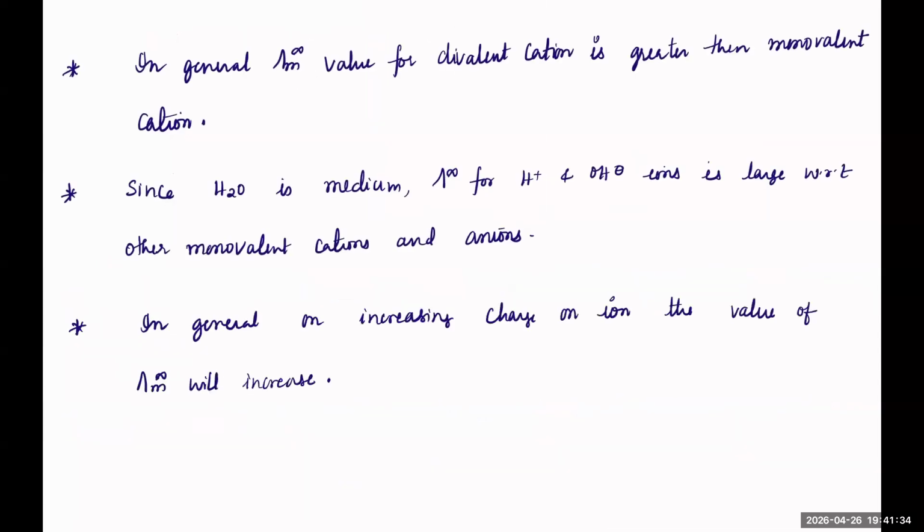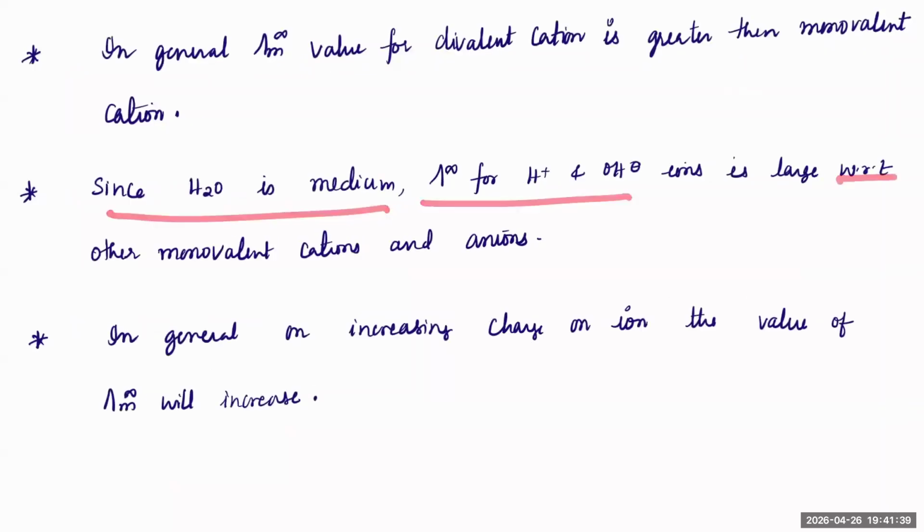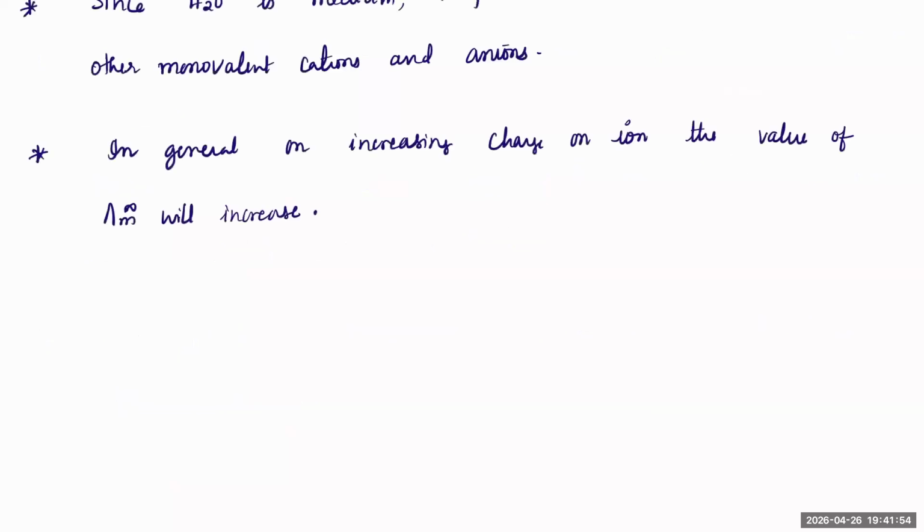Since H2O is a medium, lambda m of H plus and OH minus is very large with respect to other monovalent ions. Because OH minus and H plus will keep moving very fast, extremely swiftly between the electrodes, correct? Hence, they carry high molar conductance values. So generally, on increasing the charge on an ion, the value of lambda m always keeps increasing. That means it will become more and more plus or more and more minus, and the lambda m values will always keep increasing. Okay, this is the idea we should have, everyone.